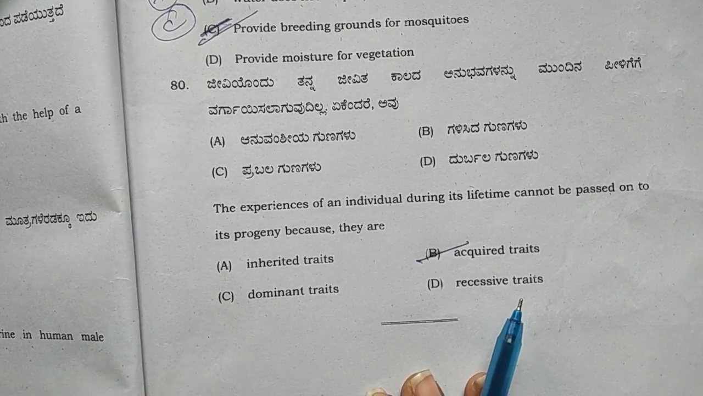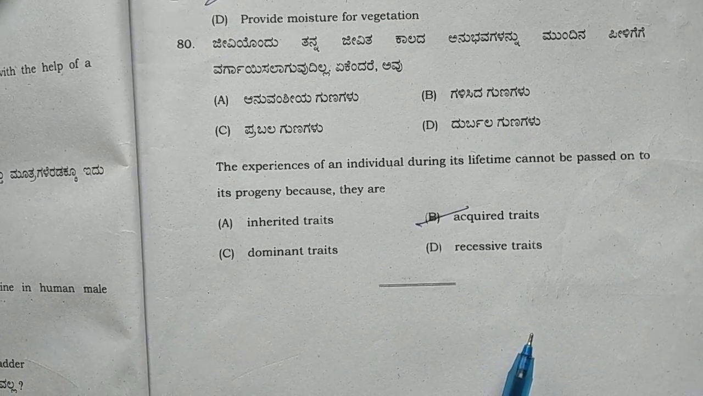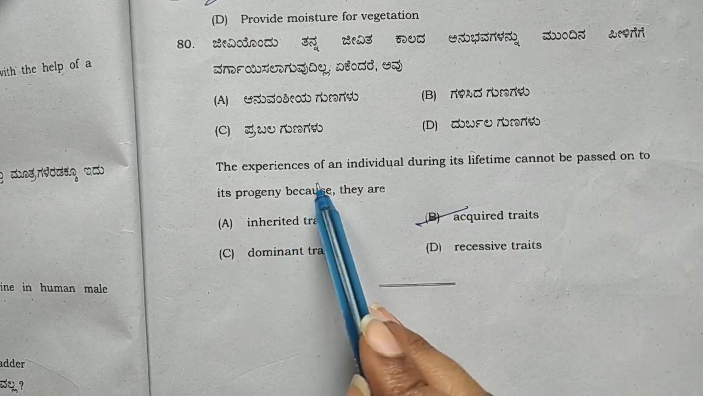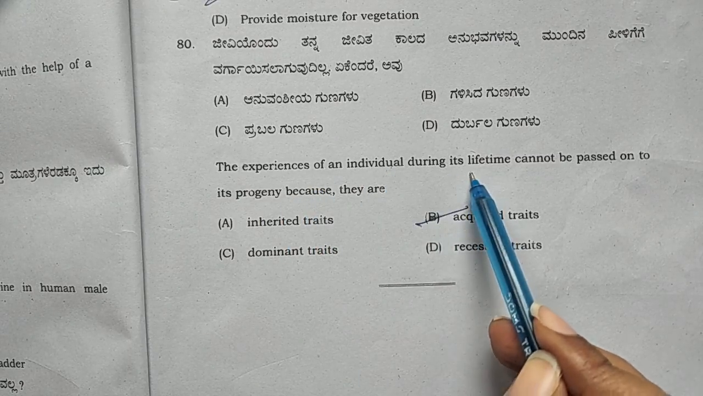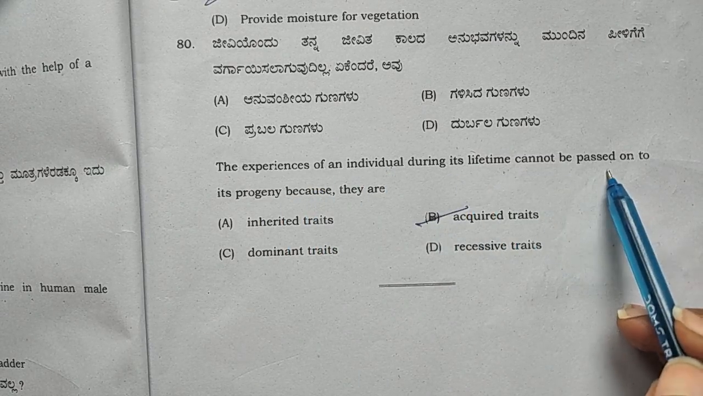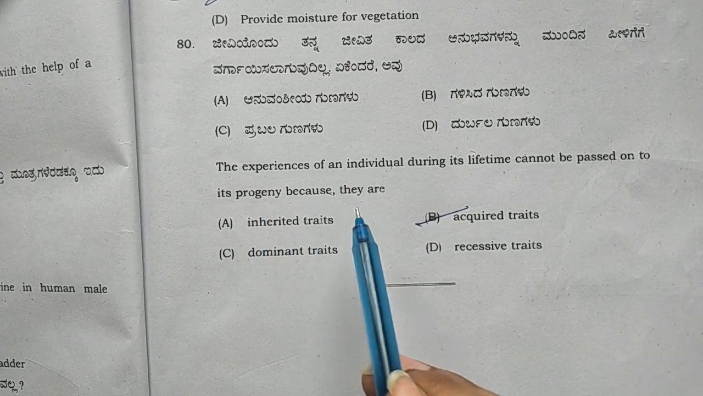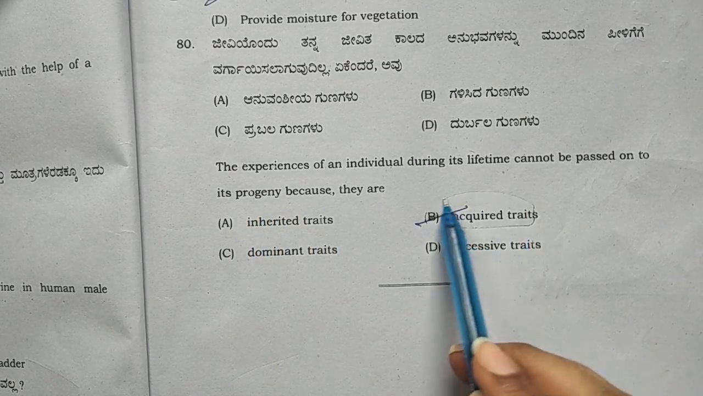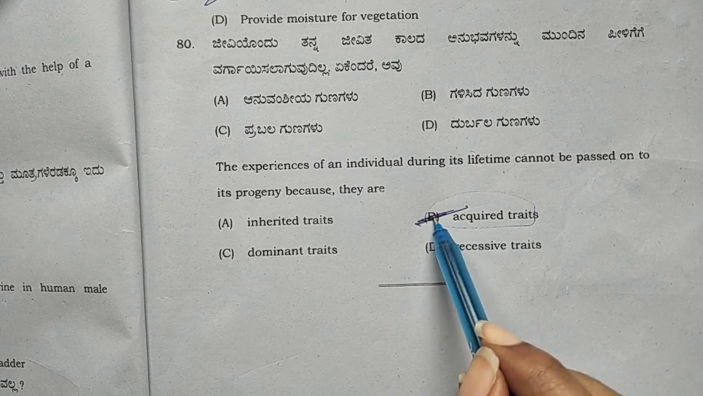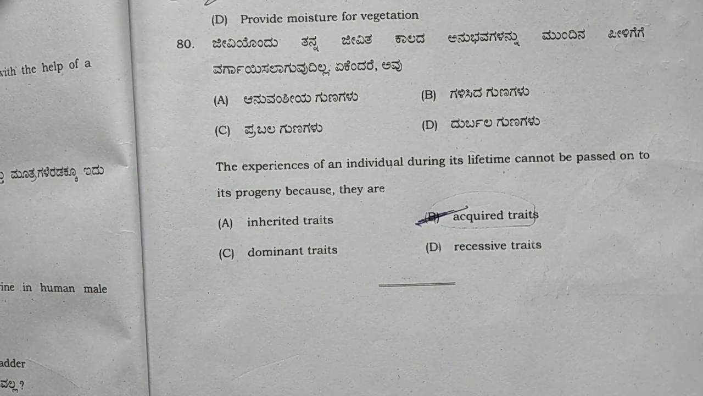Question number 80, the last question, the easiest question. The experiences of an individual during its lifetime cannot be passed on to its progeny because they are acquired traits. Okay, so option B is correct for the 80th question.